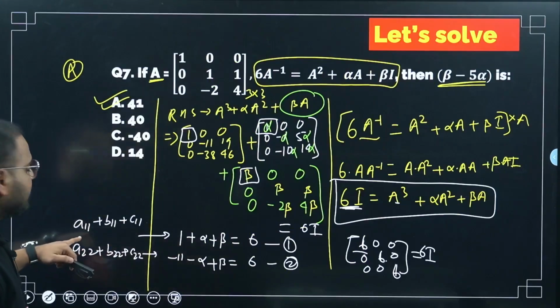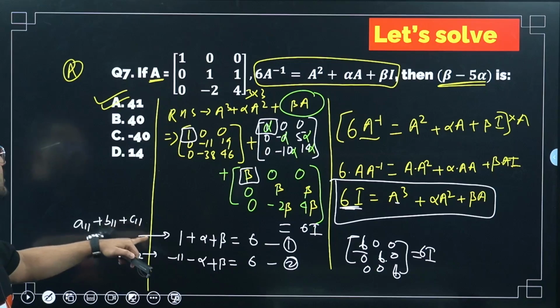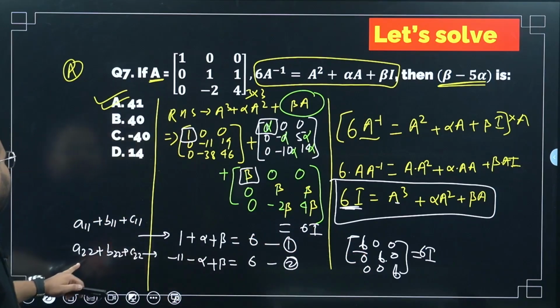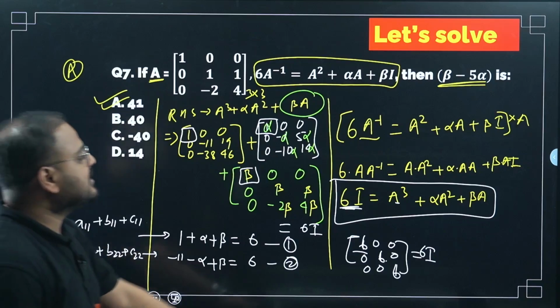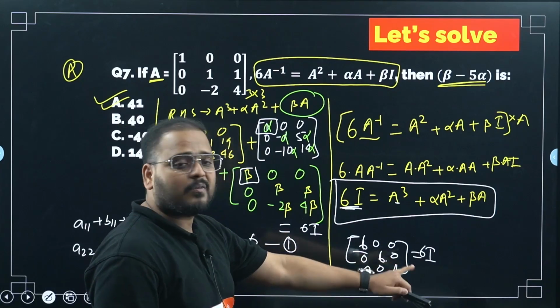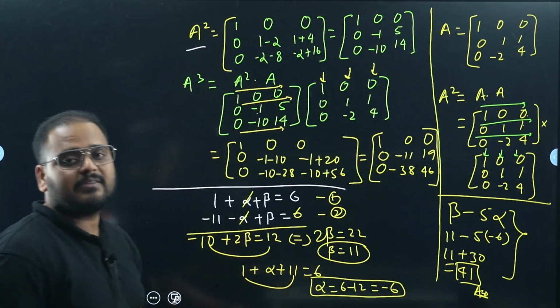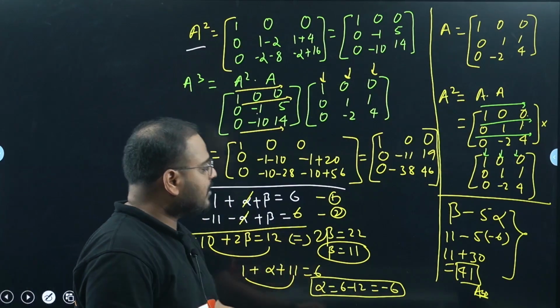How did we add? We have written here A11, B11, C11 and the first element of 6i, A22, B22, C22 and the second diagonal element of 6i. Compared, we get two equations. Solve these two equations. Beta is 11 and alpha is minus 6. Solving this we get 41.